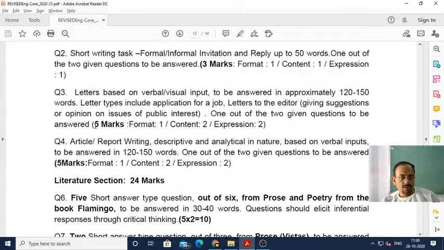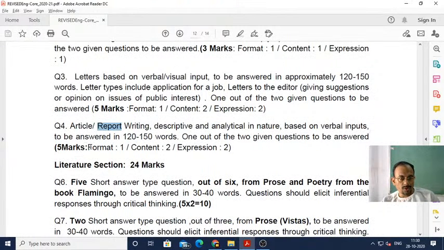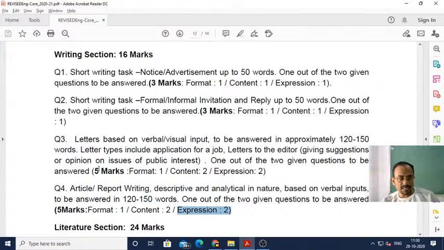You see here, 5 marks for job application or letters to the editor, and then again 5 marks for either article or report. There will be 2 questions, one from article writing, another from report writing. You've got to answer any one question, and the format will be 1 mark, content will be 2 marks, expression will be 2 marks. Okay, so you've understood, dear students, writing skill.